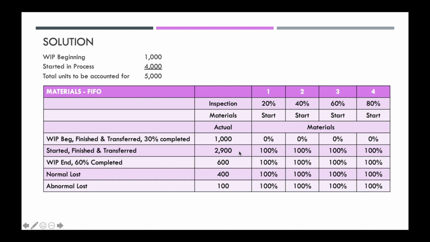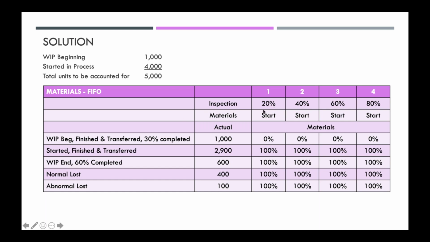Inumpisahan yan ngayon. So lahat yan, lalagyan ng materials, 100%. So all work in process, of course, nalagyan niya ng materials because materials is added at the beginning of the process. Now, the normal loss and the abnormal loss are only determined or identified after 20% of the process. Doon lang nagkaroon ng inspection point.